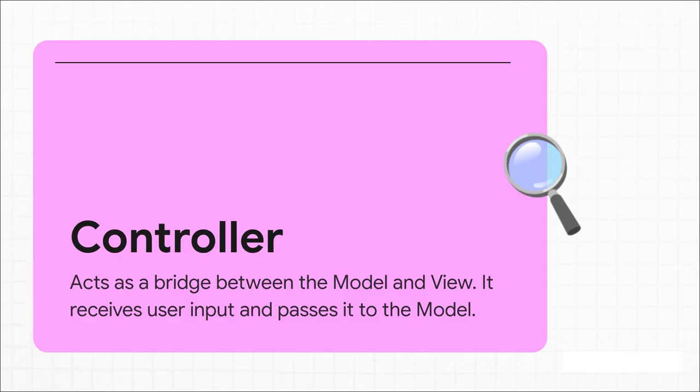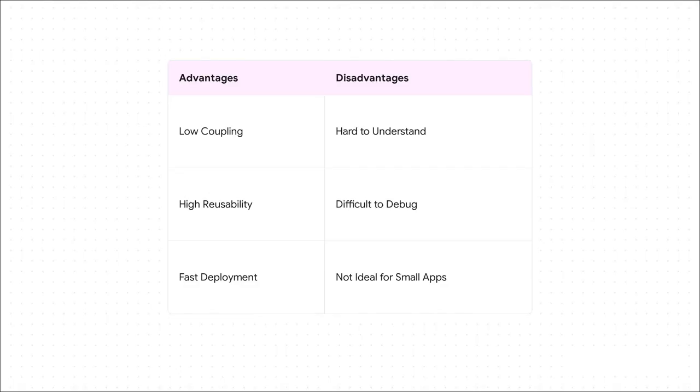Think of the controller as the traffic cop standing between the brain and the face. When you click a button on the view, the controller grabs that request, tells the model, hey, update your data, add this item to the cart, and then it turns to the view and says, okay, show the user their cart has been updated. Now, this whole system, model, view, controller, or MVC, was a huge step forward.